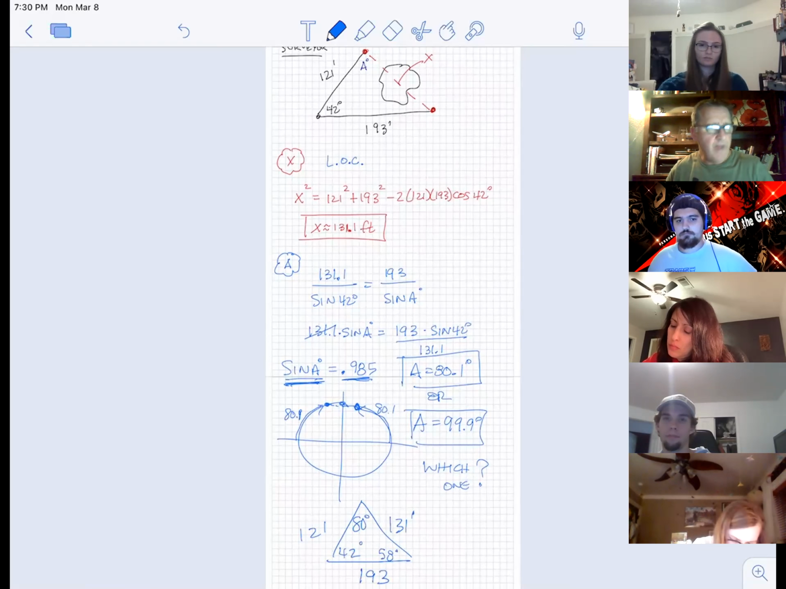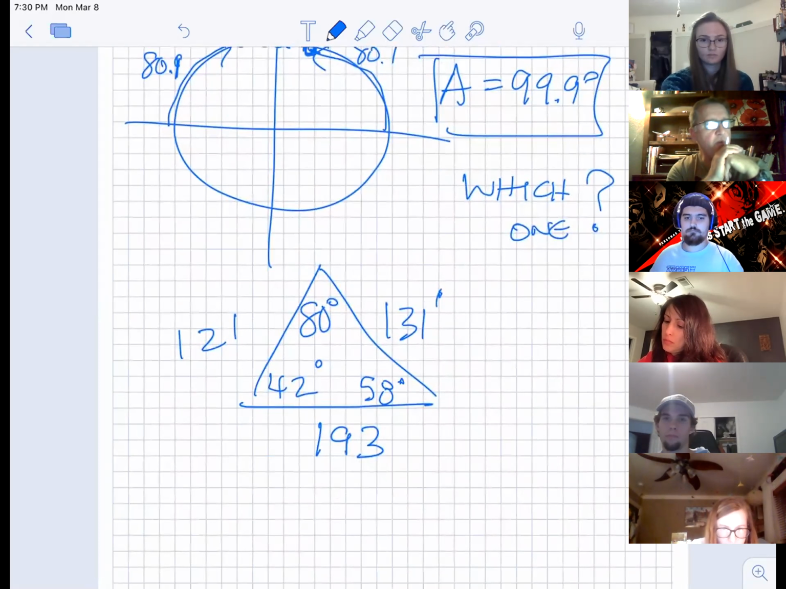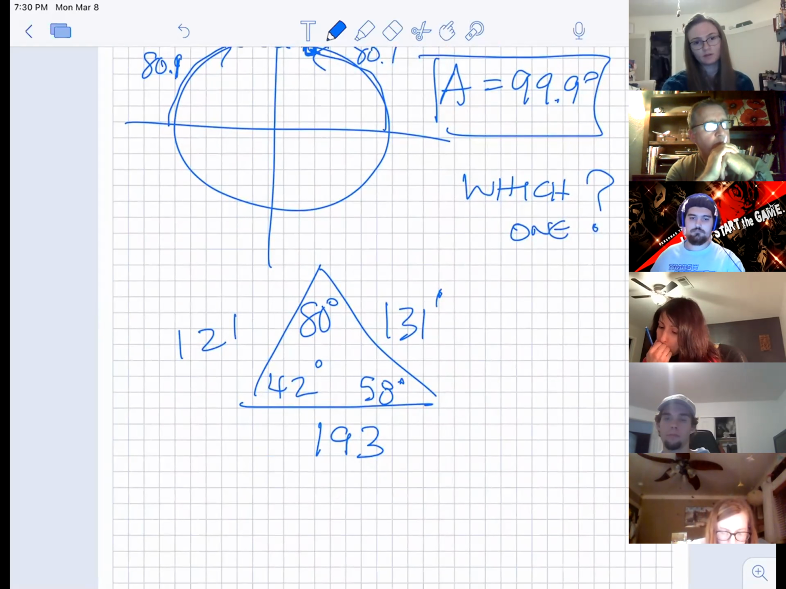Is there anything wrong with that? Is the big side across from the big angle, small sides across from the small angle, medium sides across from the medium angle? No, the medium side is across from the little angle. You notice it's not right? So it's got to be the 99.9. Yeah.